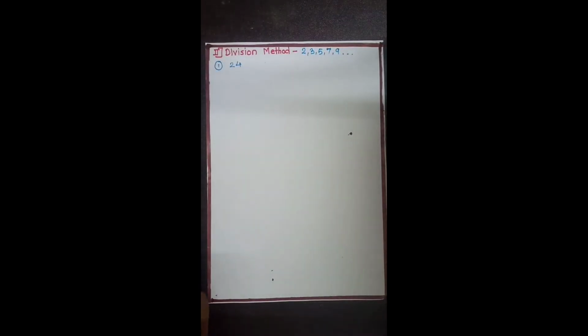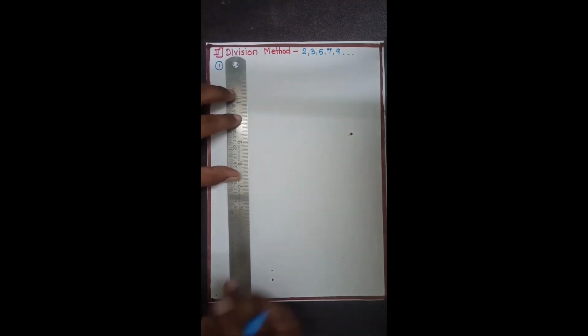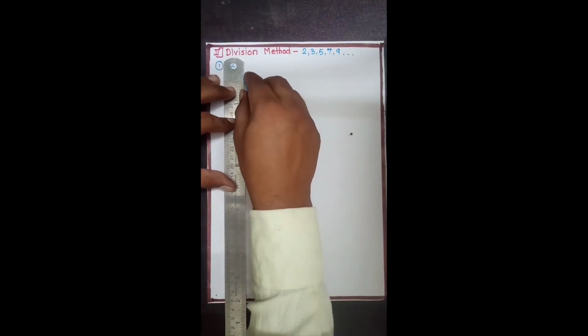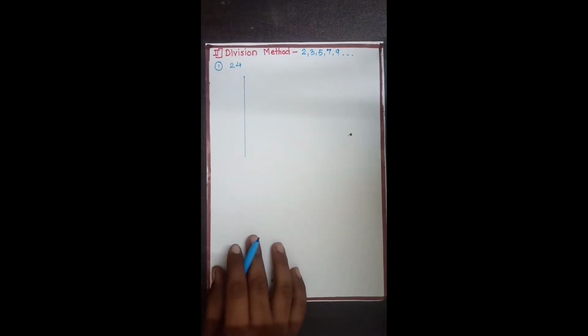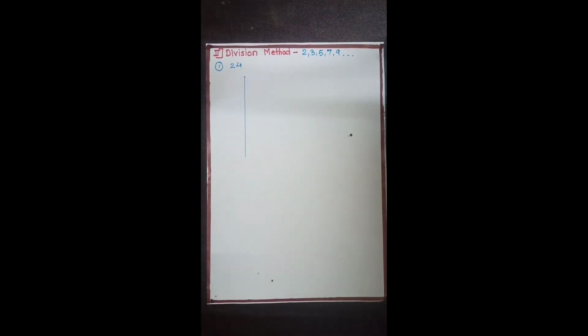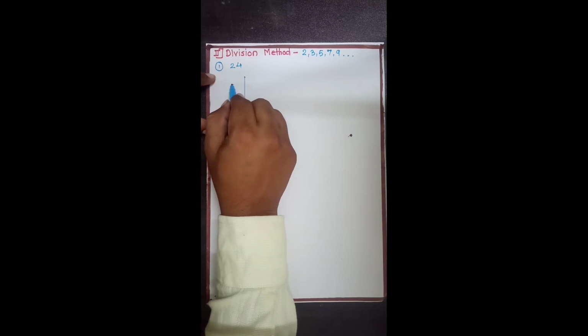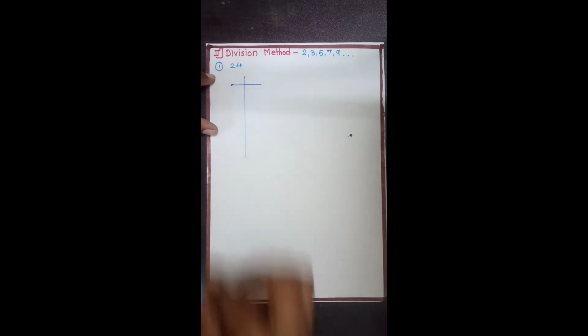Okay, so let us find the prime factorization of 24 by division method. For this we have to draw a structure. Always use a scale for drawing the structure. So see, the structure is like this, and now we will start finding prime factors of 24.